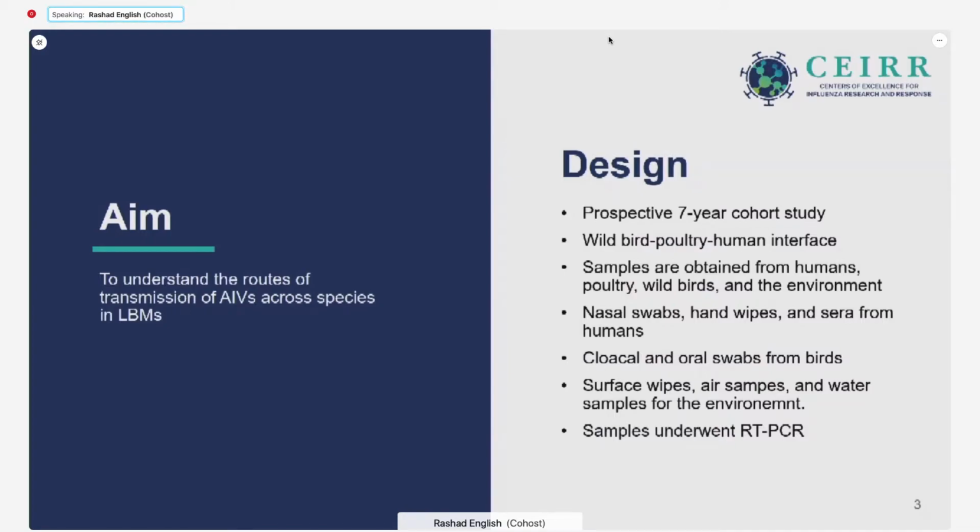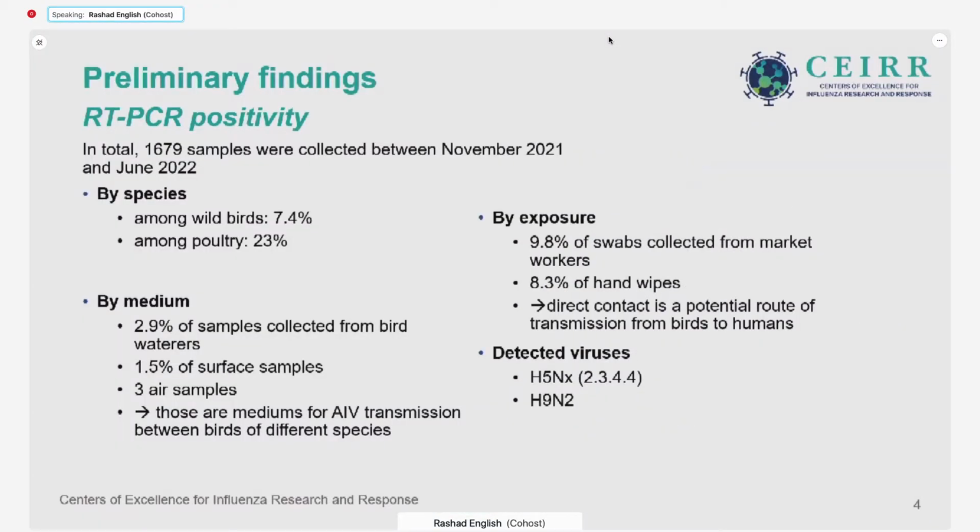The samples that we collect, we initially start by trying to find out whether we have influenza in the samples by RT-PCR. The cohort is fairly new, and we've been enrolling only since November of last year, because there was time lost between obtaining contracts and obtaining all the paperwork that is necessary for a human cohort to happen.